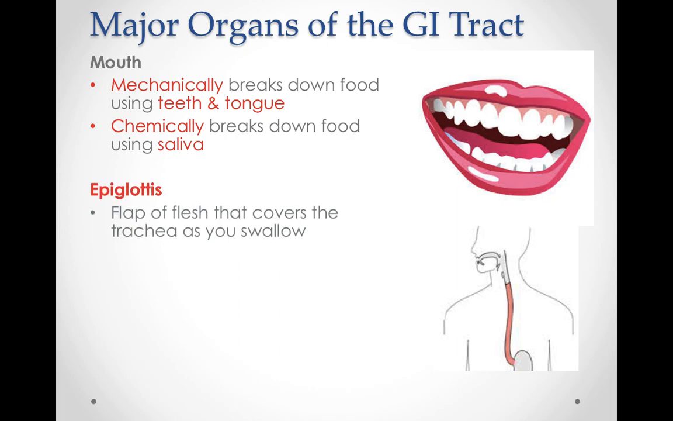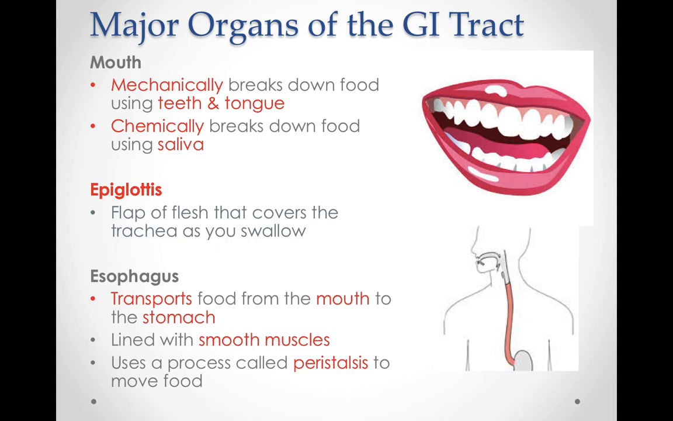This word we're familiar with from talking about the respiratory system. The epiglottis is that flap of flesh that covers the trachea as you swallow. This is super important. If you've ever swallowed anything down the wrong tube, it's not a comfortable feeling, so we really depend on this epiglottis to keep our trachea covered so that the food is going down the right tube.